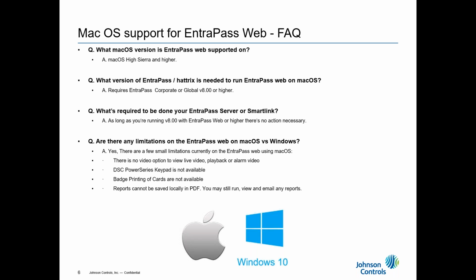All right. So how does it work? What's required? It is an EntraPass 8.20 release. It comes at the same time as EntraPass 8.20, but it is compatible with EntraPass 8.0. So if you have EntraPass Corporate, Global, or Matrix 8.0, 8.10 or 8.20, you can definitely use the macOS EntraPass Web. So it's not specific to 8.20. Now, if you have the old EntraPass Web, which was running on Silverlight, then you cannot use it on macOS. You have to at least be at 8.0, right?